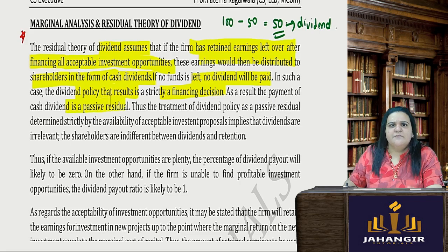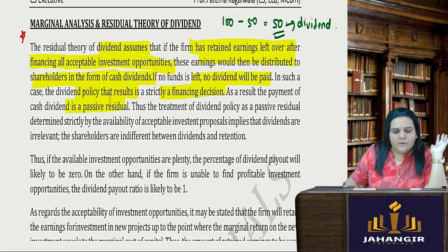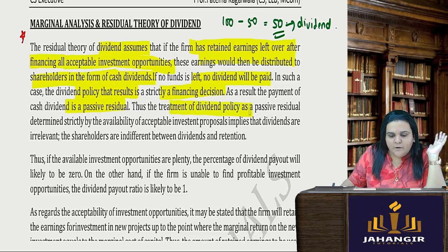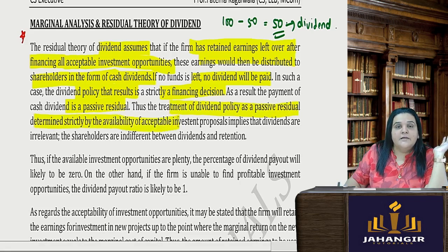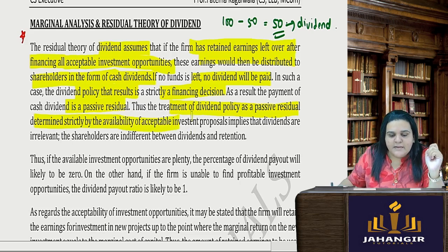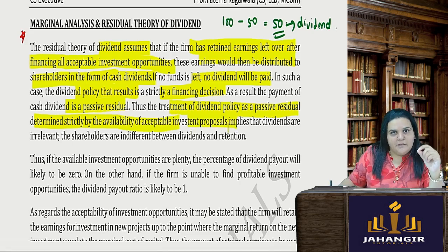As a result, the payment of cash dividend is passive. Okay, if it is left, we will give. If it is not left, we will not give. Nothing is in our hands. Thus, dividend policy is treated as a passive residual determined strictly by the availability of acceptable investment proposals. If you have some acceptable investment proposal and you are ready to finance it, you remove that amount and whatever is left, you pay as dividend.